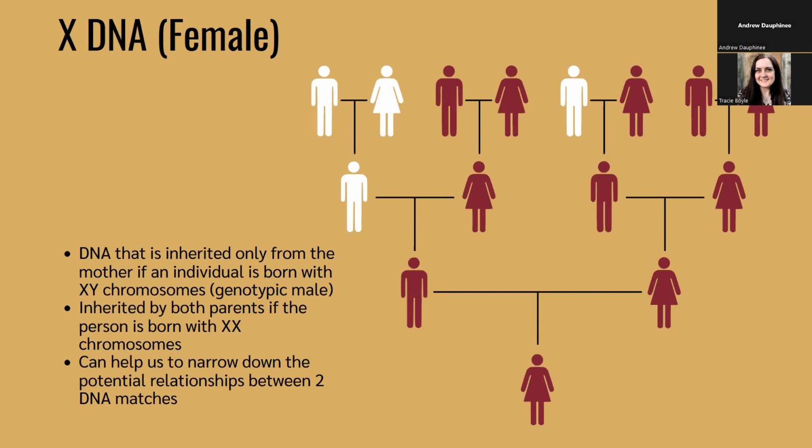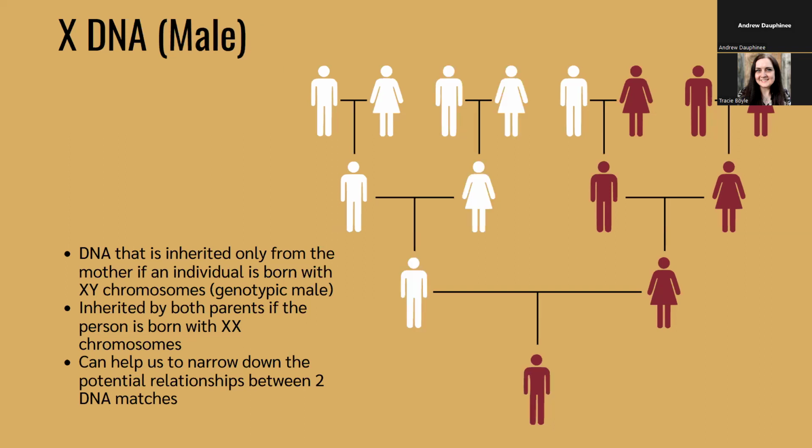In the chart, individuals highlighted in red represent the xDNA inheritance path for females, indicating ancestors from whom she could have inherited her xDNA. Conversely, those highlighted in white signify ancestors from whom she could not have received any xDNA. For individuals born with an XY chromosome, identified as genotypic males, they only inherit an X chromosome from their mother. In such cases, the xDNA inheritance eliminates half of the DNA match's family tree. This alone is quite powerful, but it becomes even more beneficial in the case of a male subject because it indicates that the most recent common ancestor will be traced through both of their maternal lines, which is huge.